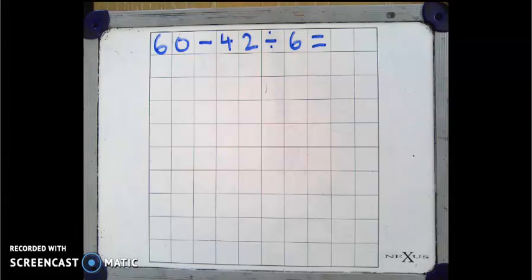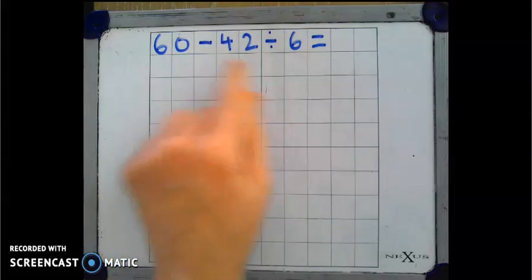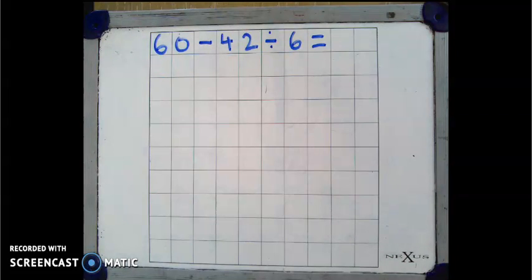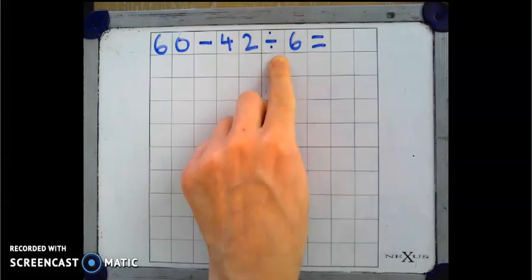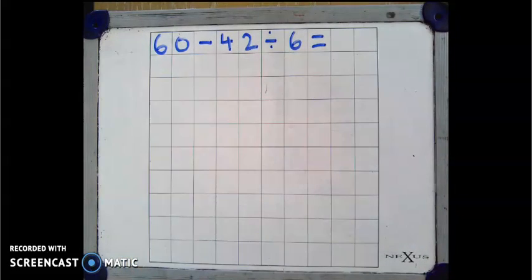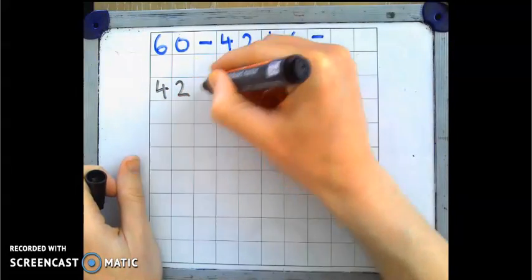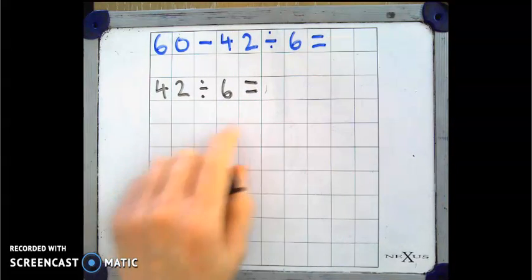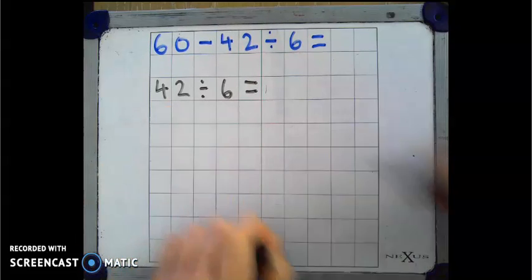Let's use BODMAS to help us solve this calculation. So as we can see, we have subtraction and we have division. Which of these two operations is most important? It's the division, it's more important. D comes before S in BODMAS. Let's solve 42 divided by 6 first. Remembering from our 6 times table, 6 times 7 is 42, so 42 divided by 6 must be 7.